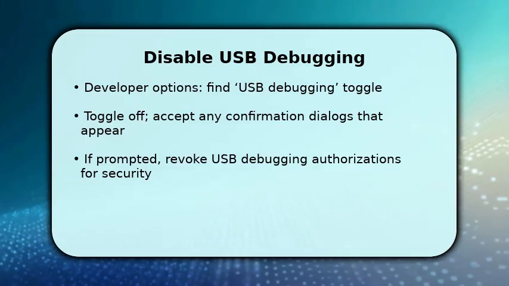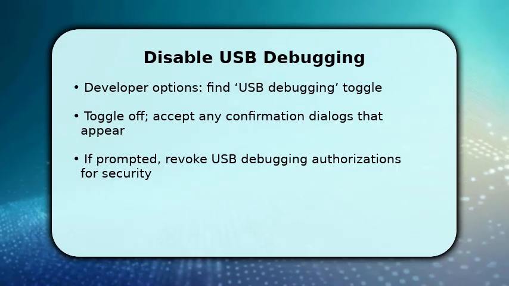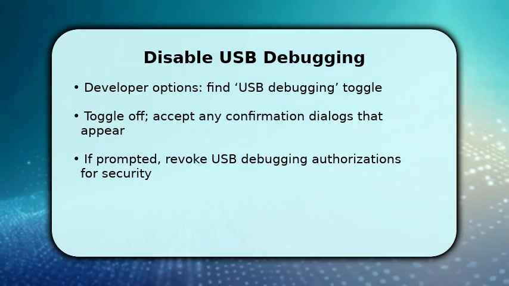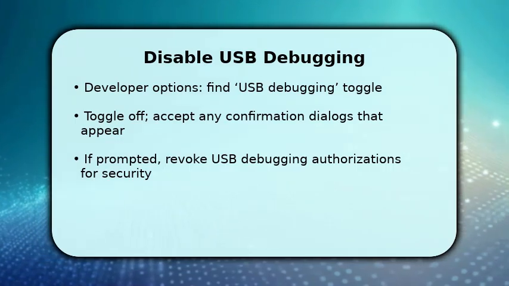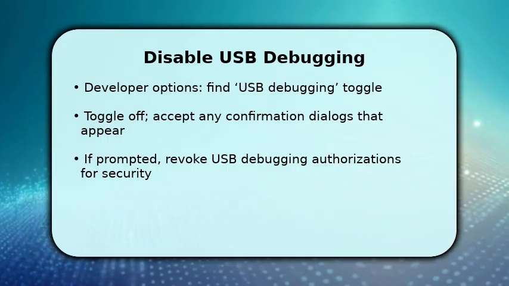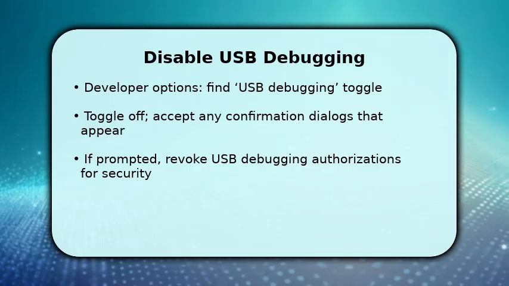off. When the confirmation dialog appears, read it and tap OK to confirm. This revokes ADB access immediately. After toggling off, optionally select Revoke USB Debugging Authorizations to remove trusted computer entries. This prevents prior PCs from reconnecting silently.